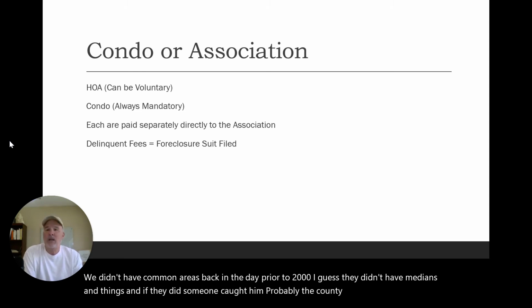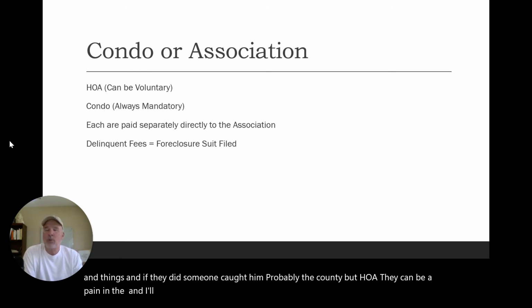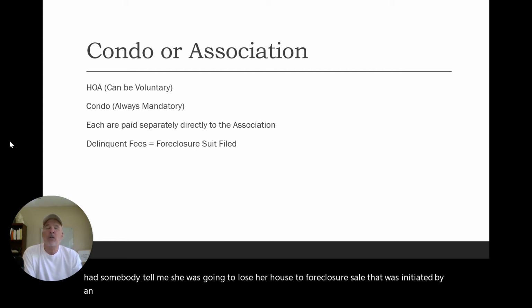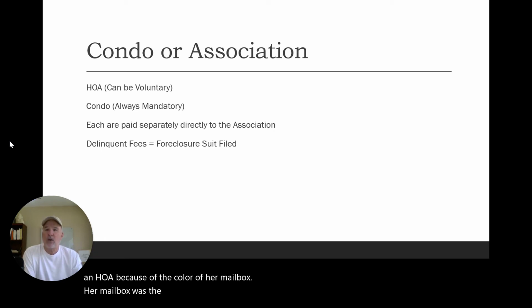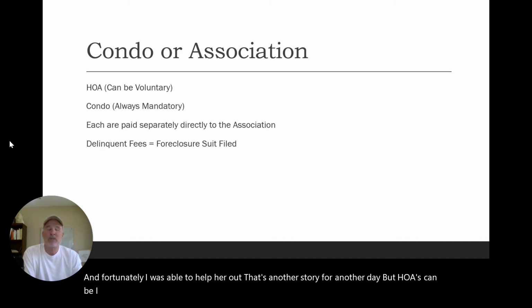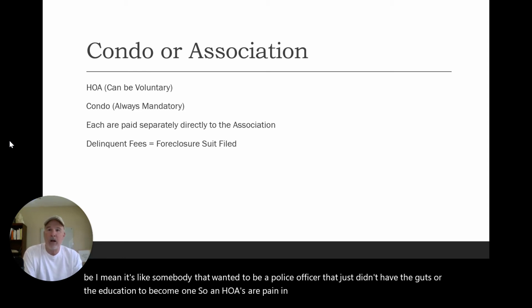But HOAs can be a pain in the butt. I'll tell you a quick story about Norma Jodeci. Somebody told me she was going to lose her house to a foreclosure sale initiated by an HOA because of the color of her mailbox. Her mailbox was the wrong color, so they foreclosed. Fortunately, I was able to help her out. That's another story for another day. But HOAs can be like somebody who wanted to be a police officer but didn't have the guts or the education to become one. So HOAs are a pain in the butt, but they are there.